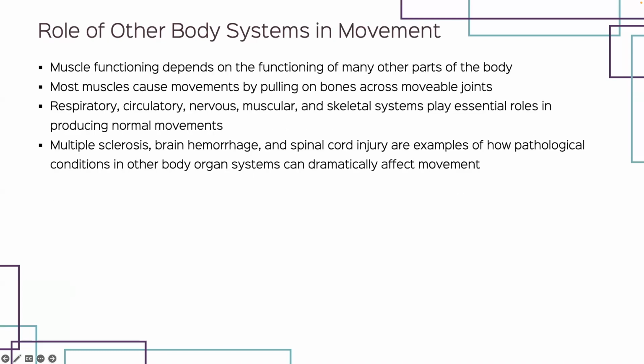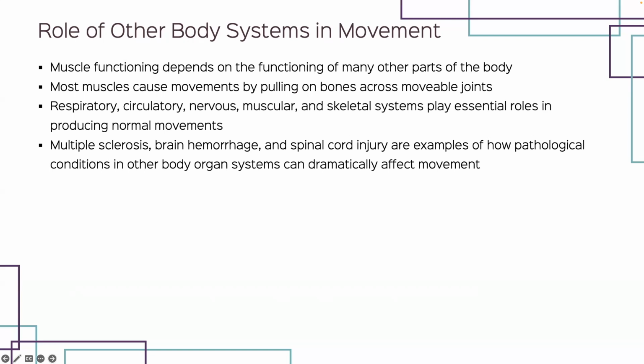So remember that muscles will not function alone. Other structures such as bones and joints must function along with them, and most skeletal muscles cause movement by pulling on bones across movable joints. However, the respiratory, circulatory, nervous, muscular, and skeletal systems all play a central role in producing normal movement. The fact has great practical importance.